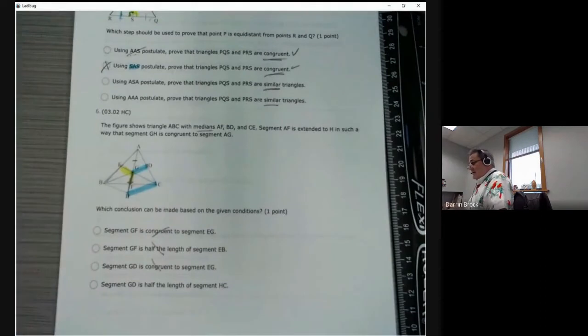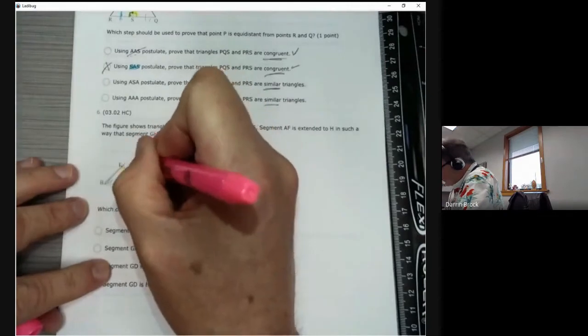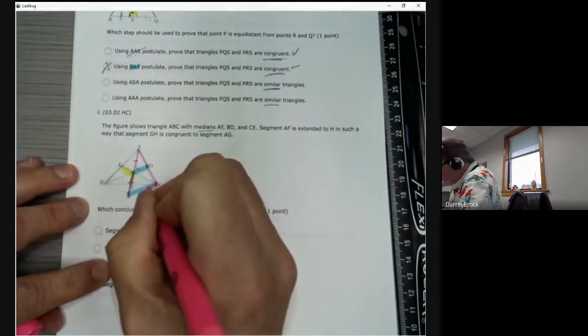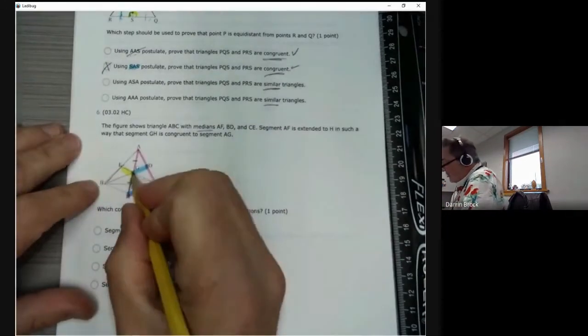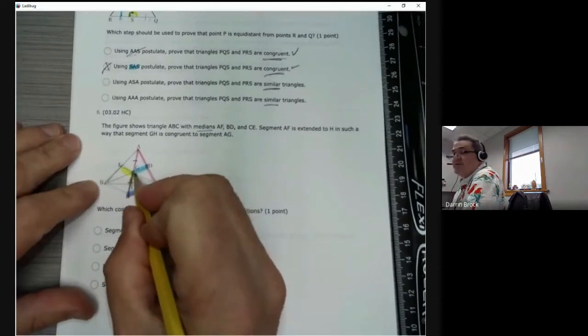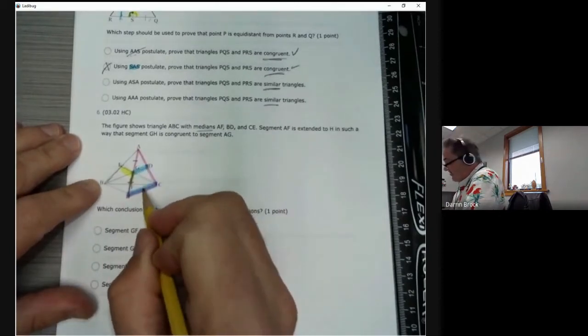HC. Well, if we look at this whole triangle, I want to draw the whole triangle that the HC makes. In a triangle, we know that these are both midpoints. So if those are both midpoints, then that means this is exactly half the length of the parallel side.